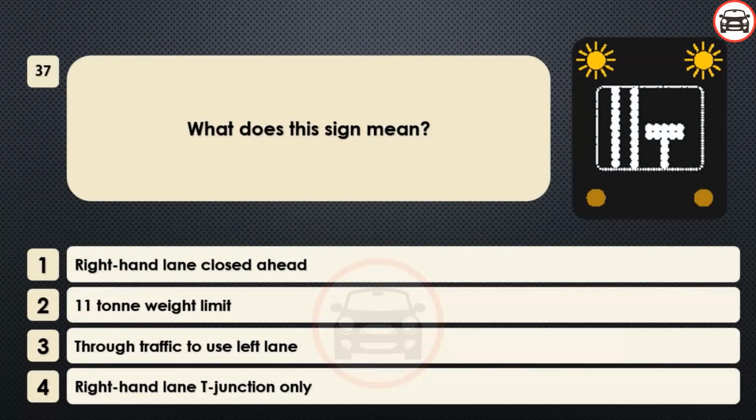What does this sign mean? 1. Right-hand lane closed ahead. 2. 11-ton weight limit. 3. Through traffic to use left lane. 4. Right-hand lane T-junction only.